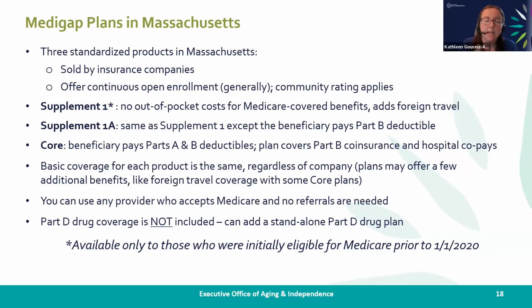Supplement 1A is the same as Supplement 1, except the beneficiary pays the Medicare Part B deductible. Lastly, Core, the least expensive of the 3, the beneficiary pays the Part A and B deductibles, and the plan covers the Part B coinsurance and hospital copays. There is basic coverage for each product. It's the same regardless of the company. Plans may offer a few additional benefits, such as foreign travel.